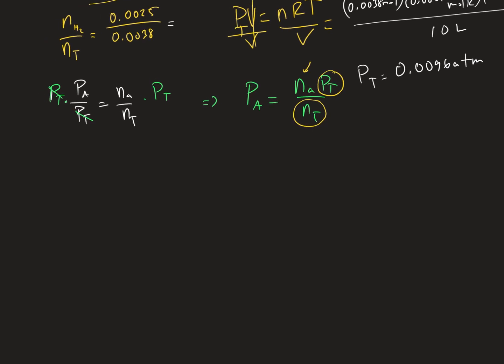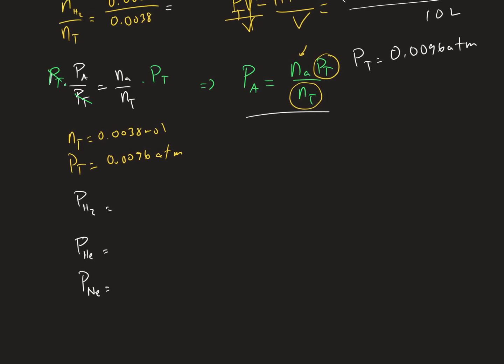All right, so the total number of moles is 0.0038 moles, and the total pressure is 0.0096 atm. So let's use this to find the partial pressure of H2, partial pressure of He, and the partial pressure of Ne. And my formula is going to look like this. The number of moles for that particular gas times 0.0096 divided by 0.0038. And the moles from this is going to cancel the moles from this, and it's going to be left with atm. Does that make sense?